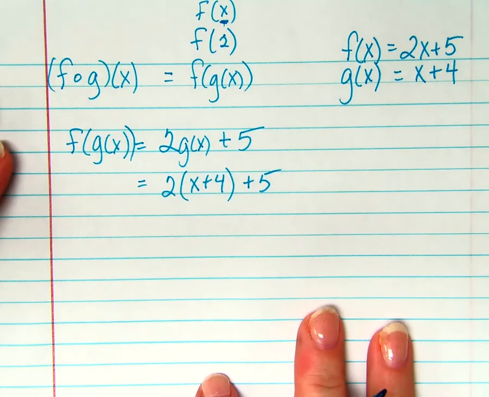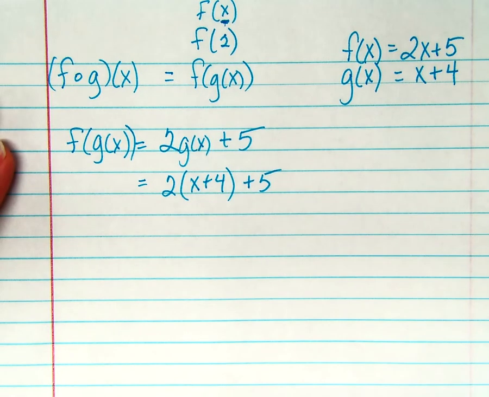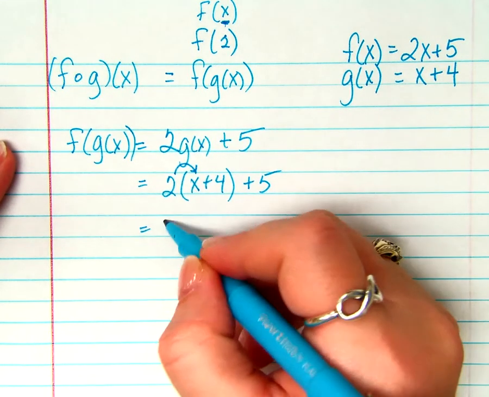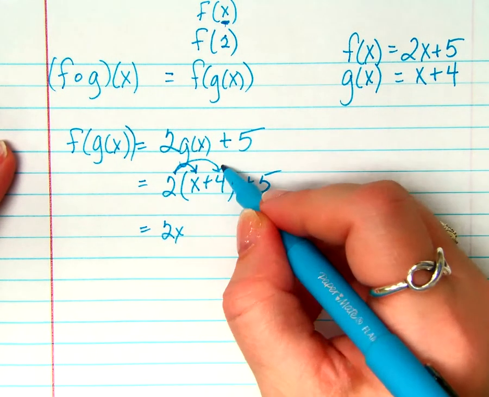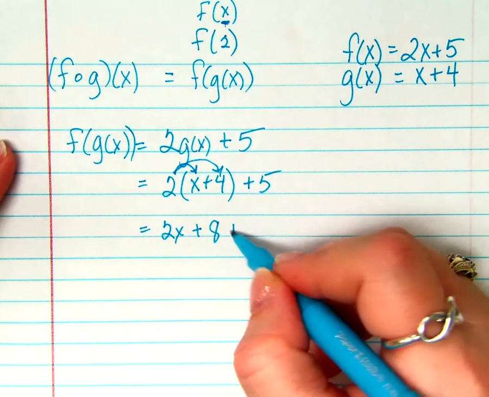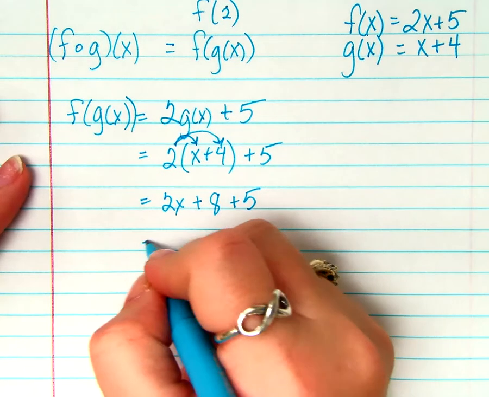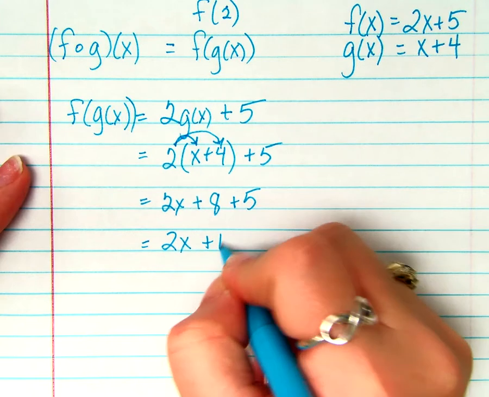Wow, that looks like something Jennifer could do. Right? My Jennifer? 6th grade? Right? What's 2 times 4? 2 times x? 2x. What's 2 times 4? 8 plus 5. Do we know 8 plus 5? Good. 2x plus 13. Done.